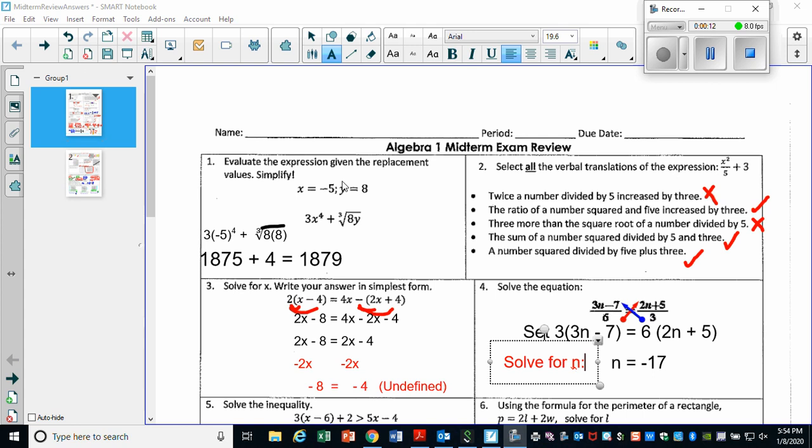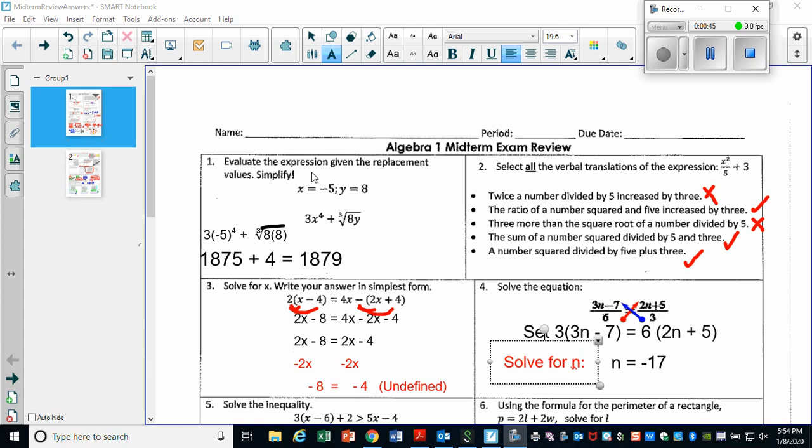Problem one, you're just evaluating. Replacing -5 for x, y is replaced by 8, and then you follow your order of operations. And this problem, number one, you could actually do in Desmos. Type it in exactly how you see it, and then you set x equal to -5, y equal to +8. Basically, you're just doing plug and chug, and the result, after all the math is done, is 1,879.